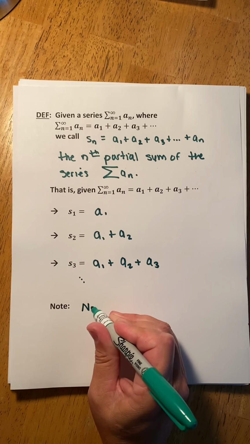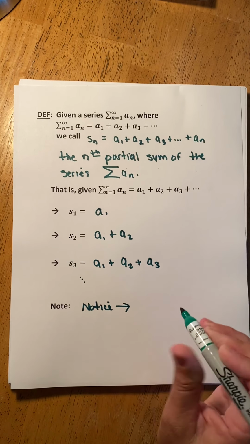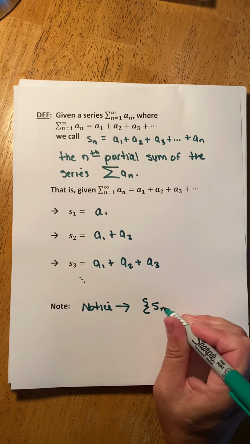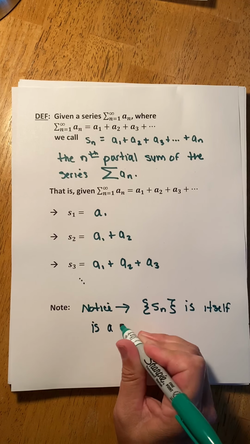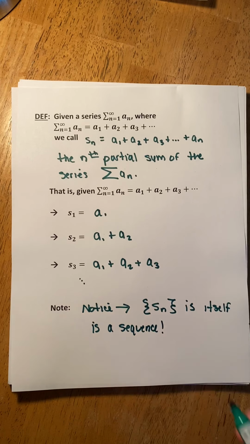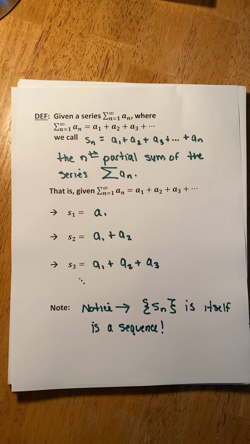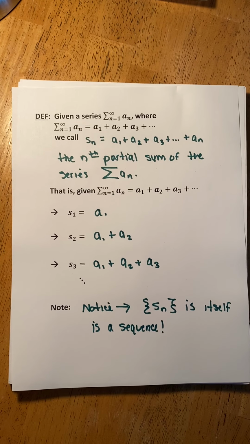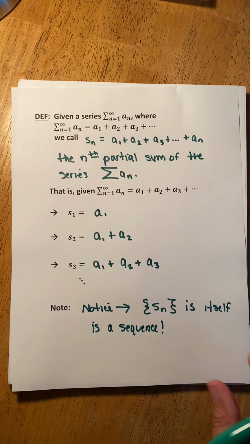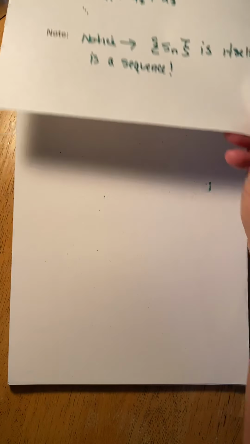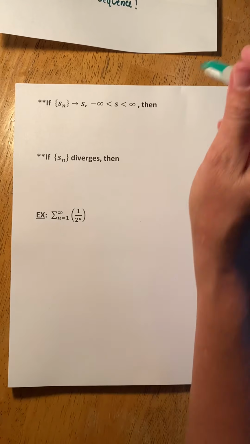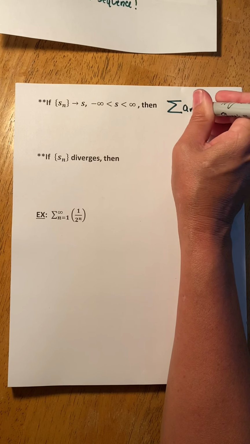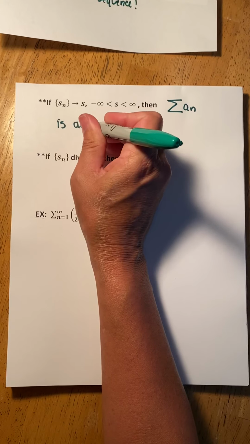Now note, we now have a sequence in itself. And depending on how this sequence of partial sums behaves, it determines whether or not the series from which the sequence of partial sums comes converges or diverges. So we look at these partial sums. If the partial sums converge to a finite number, then the series from which it comes is also convergent.